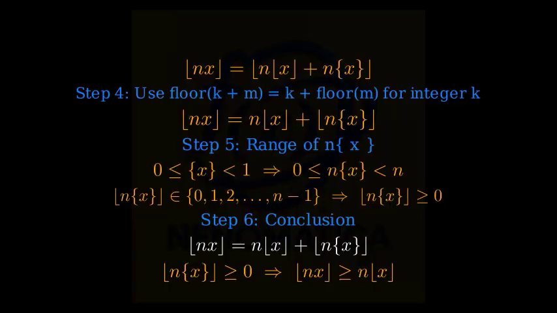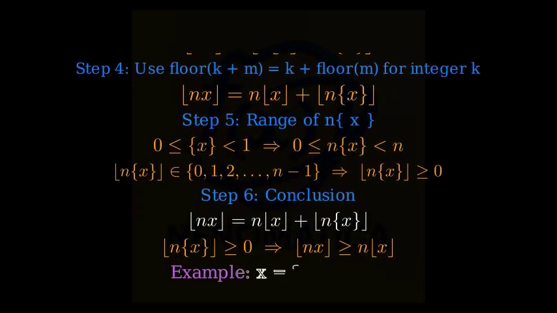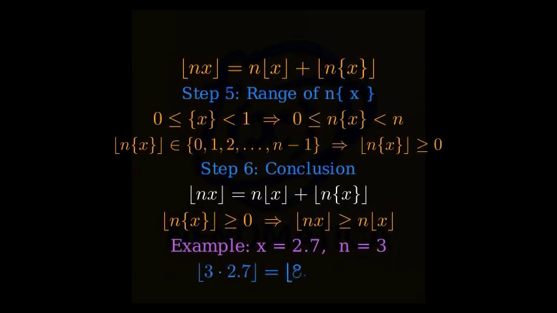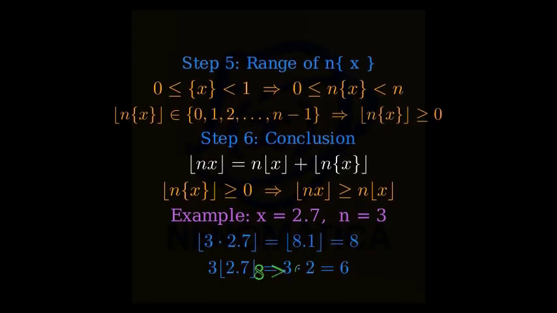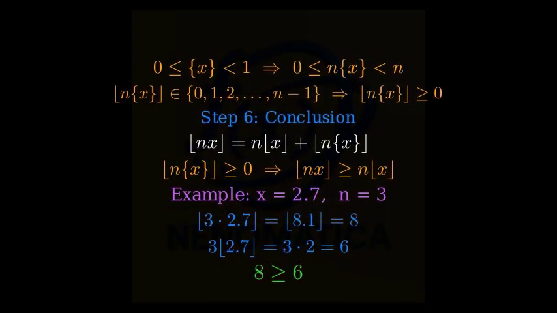Let us verify with a quick example. Take x equals 2.7 and n equals 3. The left side is floor of 3 times 2.7, which is floor of 8.1, equal to 8. The right side is 3 times floor of 2.7, which is 3 times 2, equal to 6. Indeed, 8 is greater than or equal to 6.